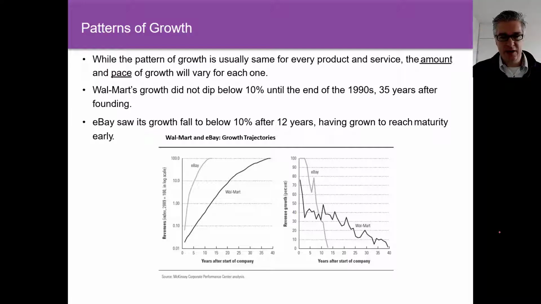For instance, if we have a graph for eBay and Walmart and their growth trajectory, what you see is that eBay started at the beginning by growing a lot faster than Walmart. But the growth was also over a lot quicker. And Walmart, even though it started at a lower growth trajectory, grew for longer than eBay.